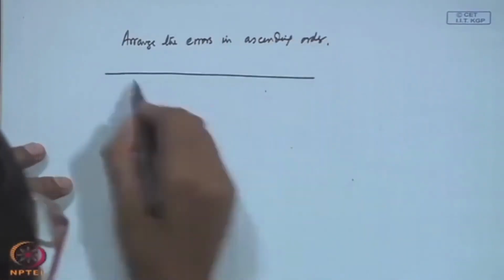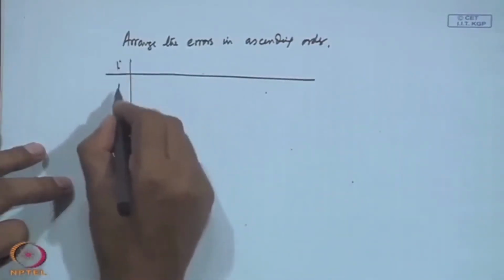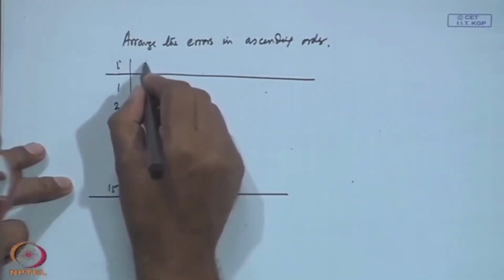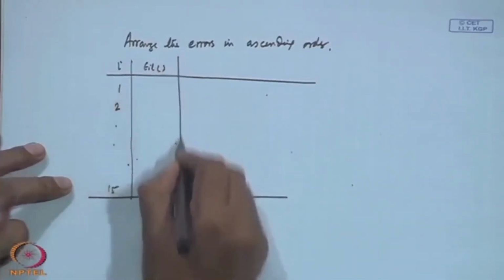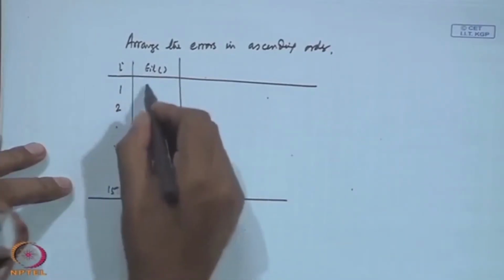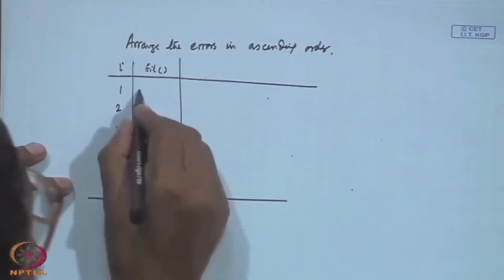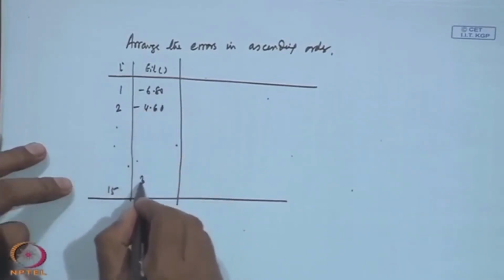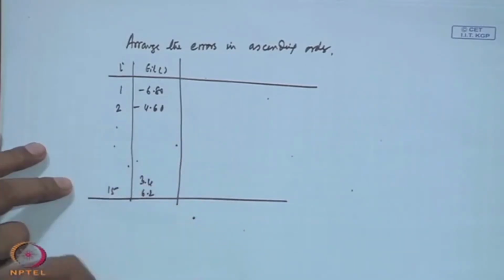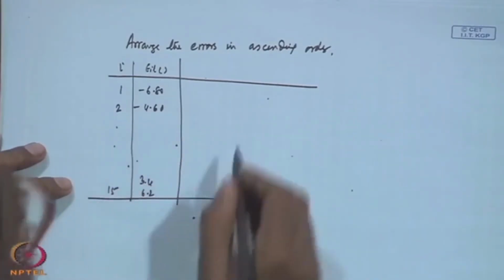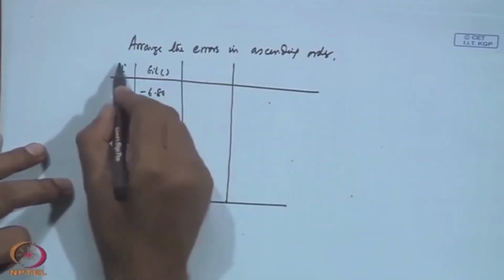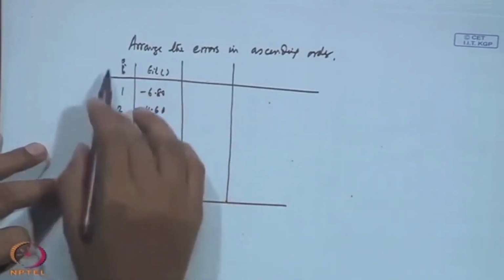Okay. So suppose in this case you have 1, 2, like this the 15 data points, and then your errors are coming something like this, e_il, but you are arranging them in ascending order. So you will be getting some values. When you arrange here, you will be getting minus 6.80, minus 4.60, like this, 3.4, 6.2, like this you will be getting. Okay. Then you have to find out the probability value, that is the empirical probability value, using i.